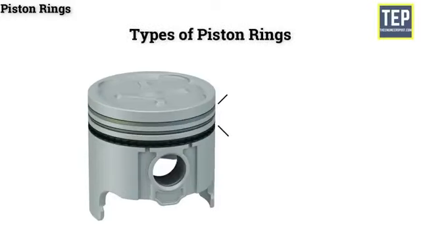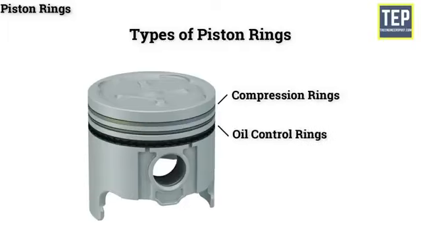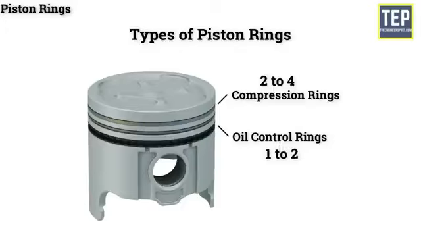Mainly there are two types of piston rings available. They are compression rings and oil control rings. The number of piston rings used is about 2 to 4 compression rings and 1 to 2 oil control rings.